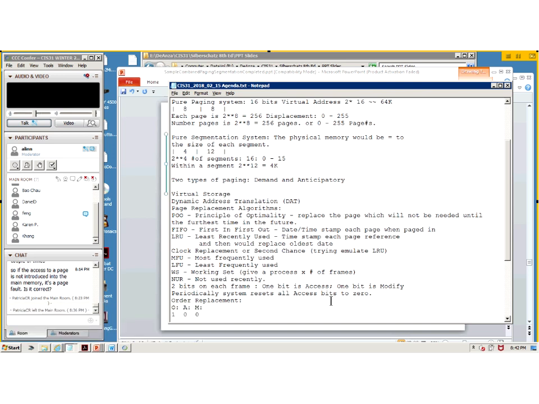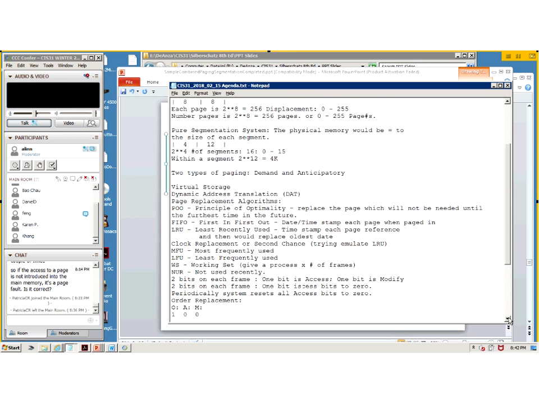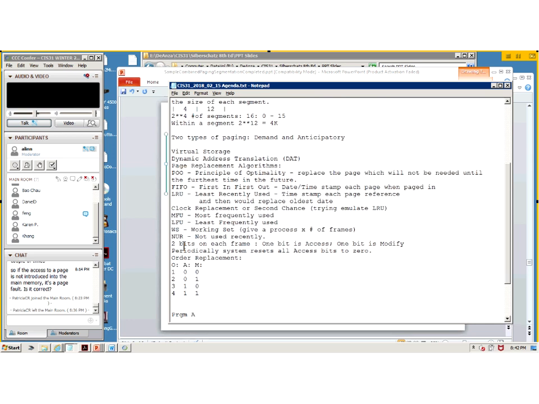Global is all the page frames. Local is those pages owned by the process. Okay. Not used recently. He doesn't talk about this, but other books have. He kind of referenced it, but he didn't call it not used recently. So I want you to know this one. So I'm going to take you through this algorithm here.